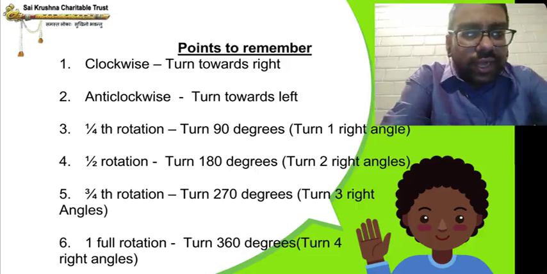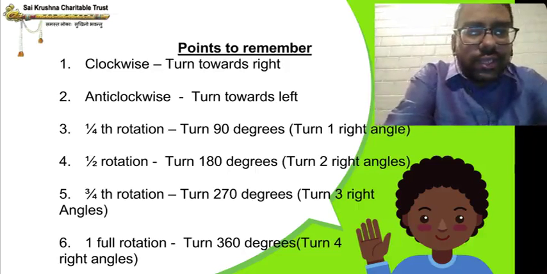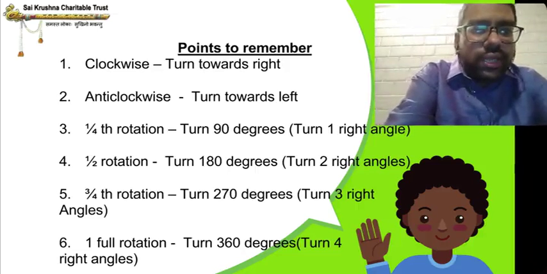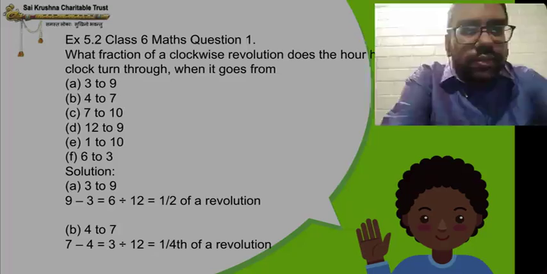1/4 rotation, when you are turning, turn 90 degrees or one right angle. Half rotation, turn 180 degrees or two right angles. 3/4 rotation, turn 270 degrees or three right angles. One full rotation, turn 360 degrees or four right angles.